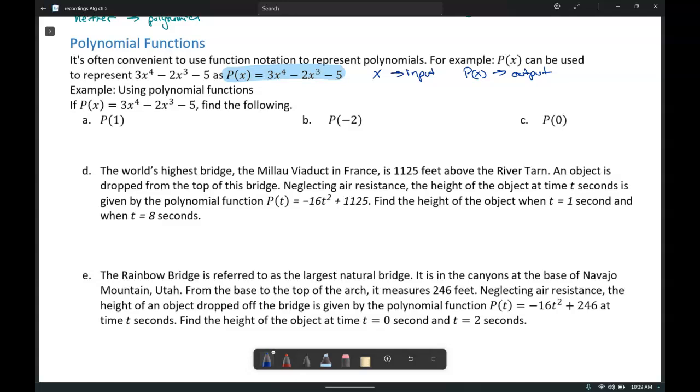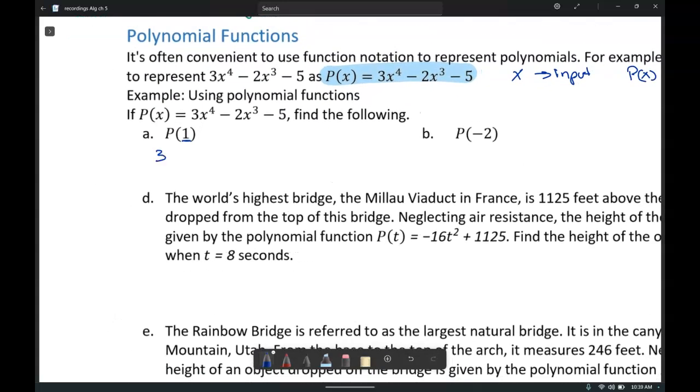So we can use our polynomial functions to evaluate for various inputs. So here we have an input of 1, which means we're going to go ahead and substitute 1 for all values of x in the polynomial. We follow our order of operations. 3 times 1 minus 2 times 1 minus 5. 3 minus 2 minus 5. And we get negative 4 for the value of p of 1.